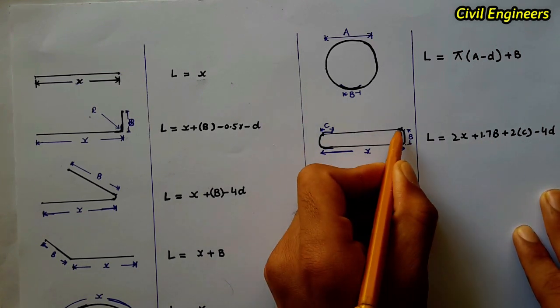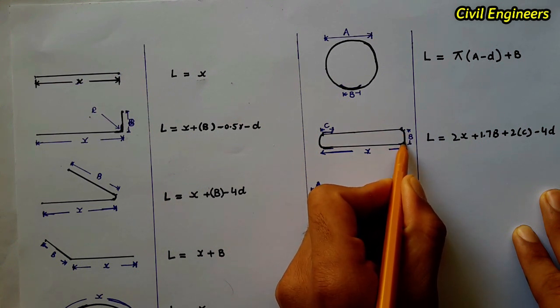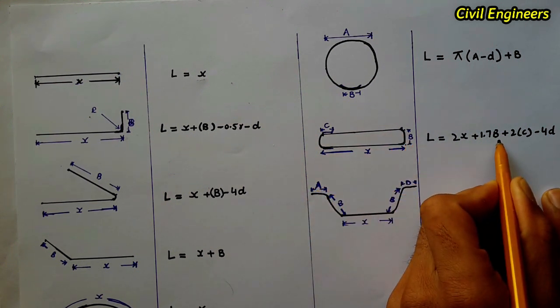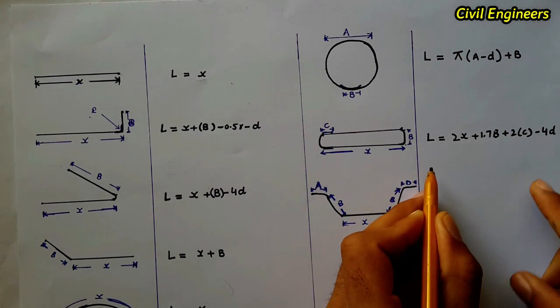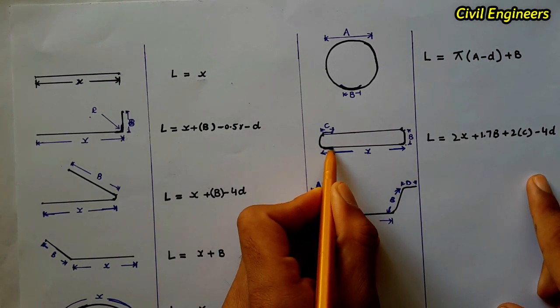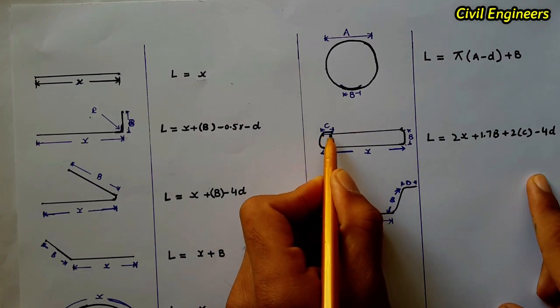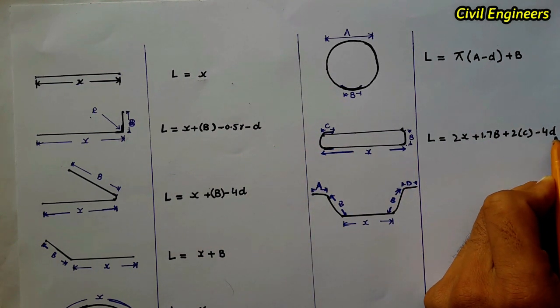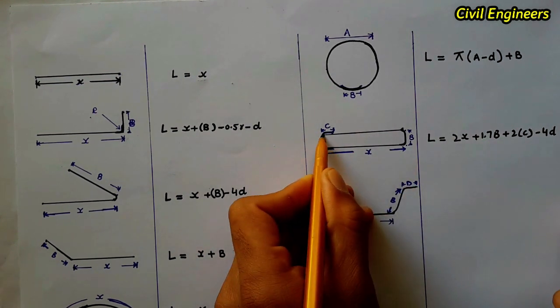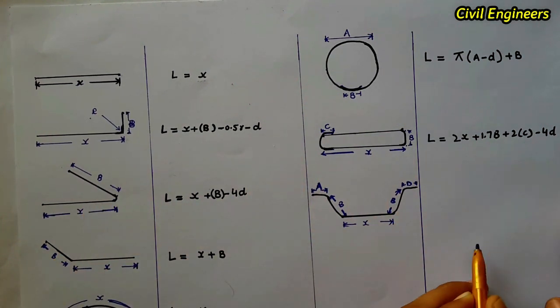So this is the B, and 1.7 can be used extra for this bend, plus 2C. Why 2C? Because we have two C values. One is this one, and the other one is this C value. This is the extra length. And subtract 4D. 4D is also used for this one, which I have done here too.